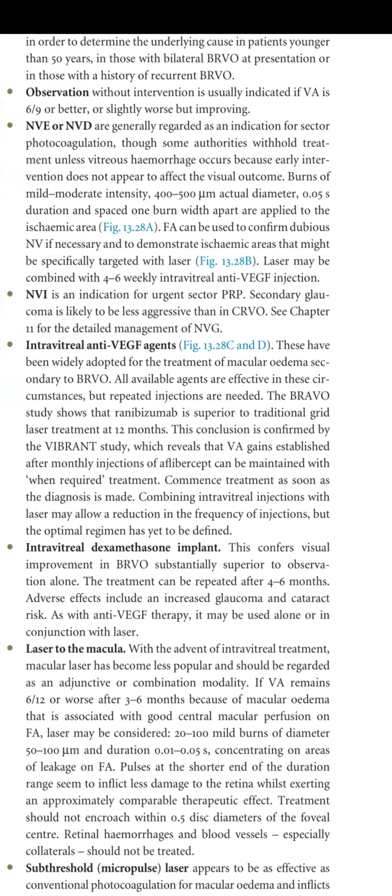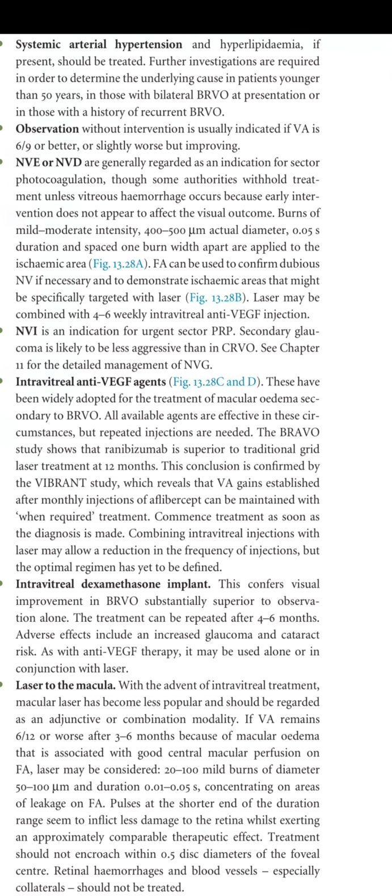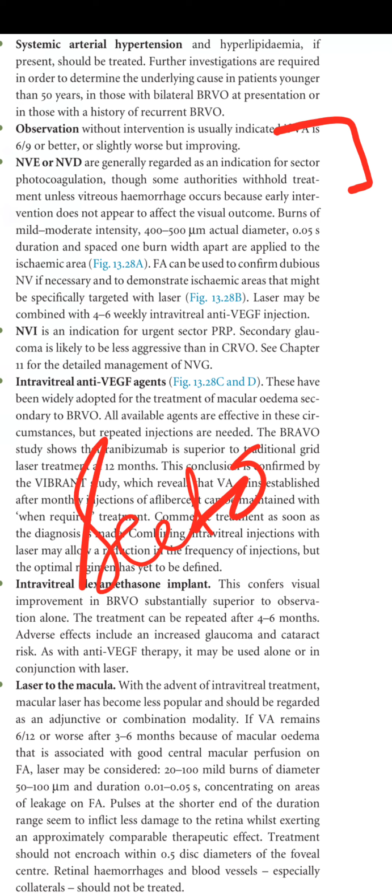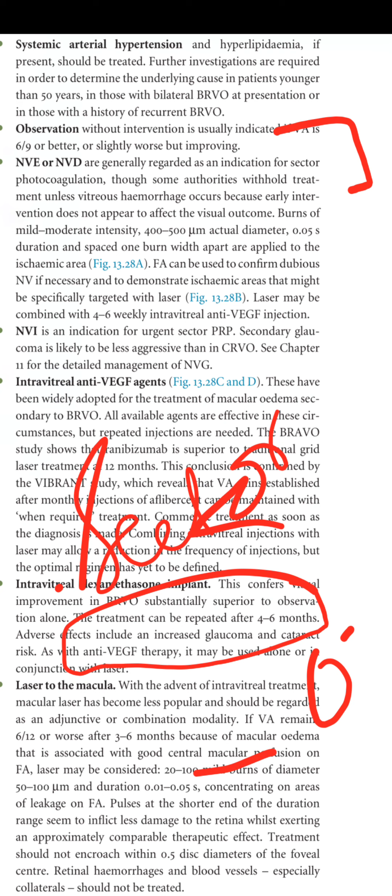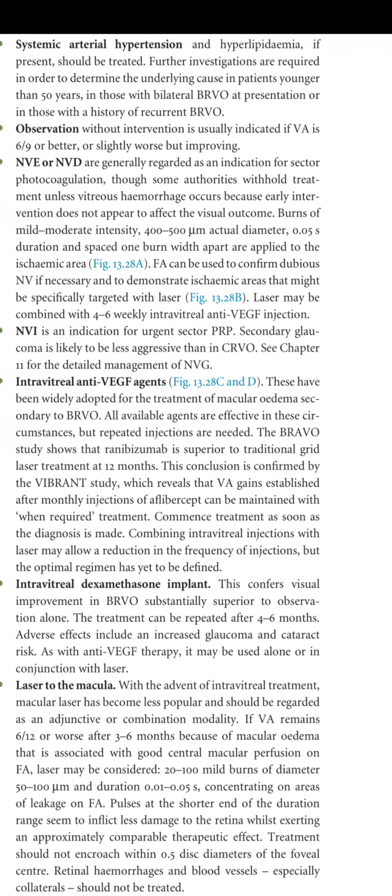So what if there is a new vascularization of the retina being present? How will you treat it? If the NVEs or NVDs are present, they are generally regarded as an indication for sector photocoagulation, so we will do sector photocoagulation. Why is it called sector photocoagulation? Because you know that in a case of a branch retinal vein occlusion, one branch is being affected, so in that sector you will do the laser photocoagulation. You will not do the whole photocoagulation.